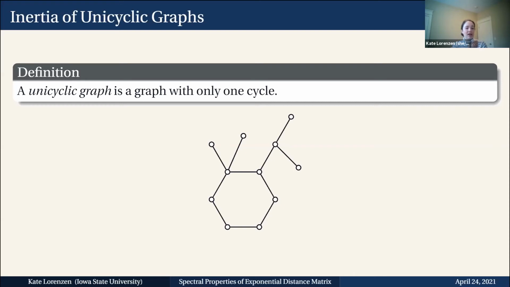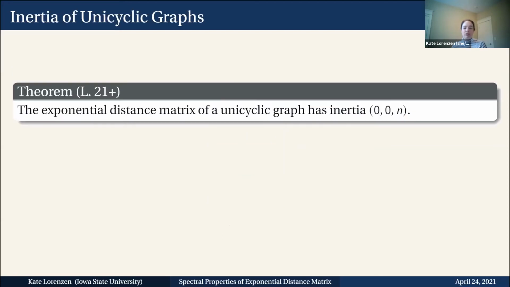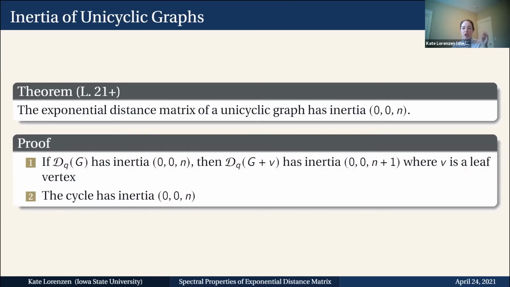All right, and so the result I'm going to show is that the exponential distance matrix of the unicyclic graph has all positive eigenvalues. So my inertia is (0, 0, n). The proof of this, we're going to do in 2 steps. The first one, we're going to show that if a graph has all positive eigenvalues, then by adding a leaf, all I'm going to be doing is adding 1 positive eigenvalue. And then we'll show that just the cycle has all positive eigenvalues, right? And using this idea that a unicyclic graph can be thought of as a cycle with iteratively added leaves, we get our result for unicyclic graphs.